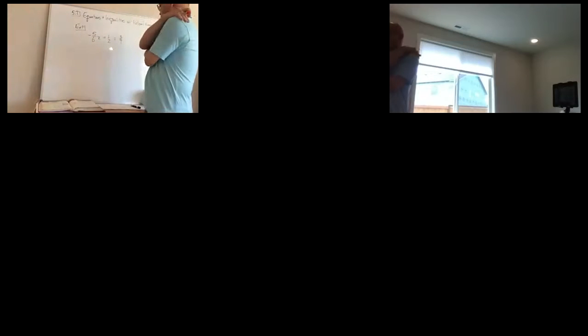Last time we multiplied everything by the common denominator. The common denominator here, with 6, 2, and 4, looks to be 12. So I'm going to multiply this guy by 12, this guy by 12, and this guy by 12. I'm going to multiply everything by 12.